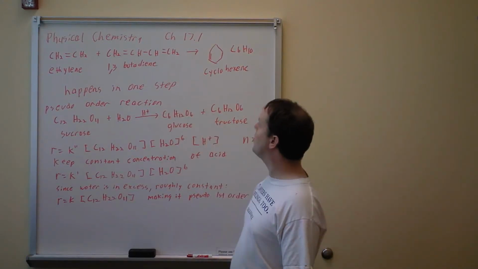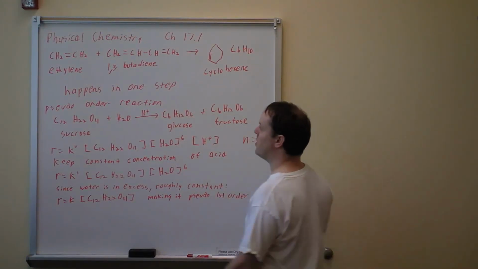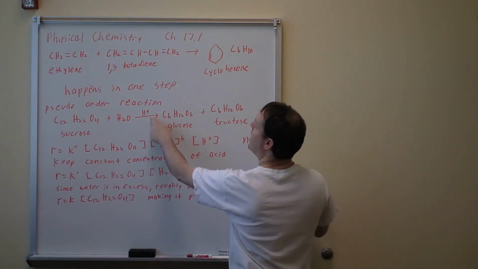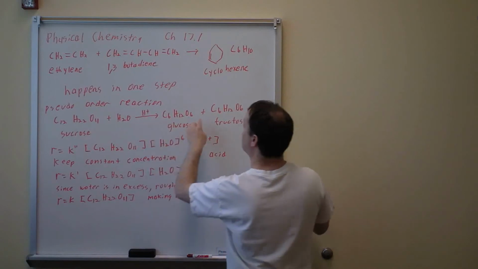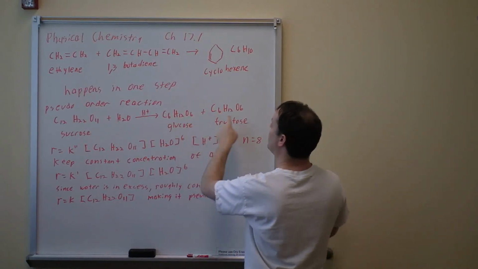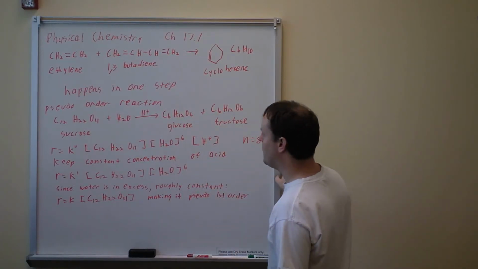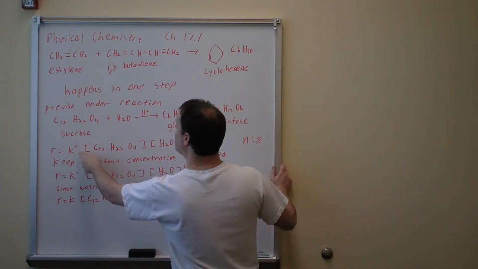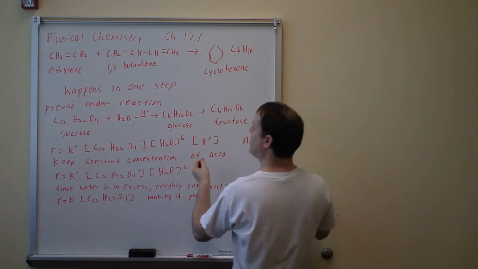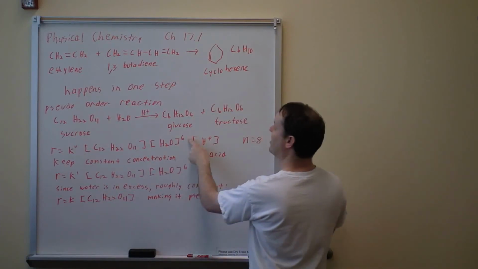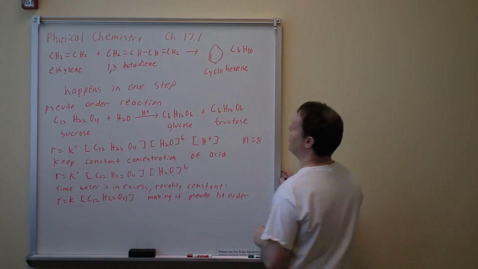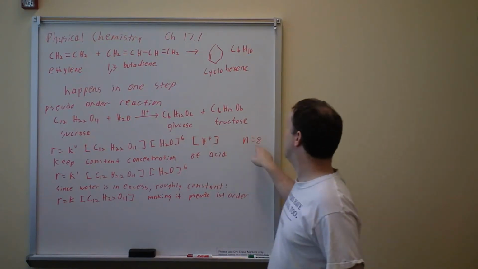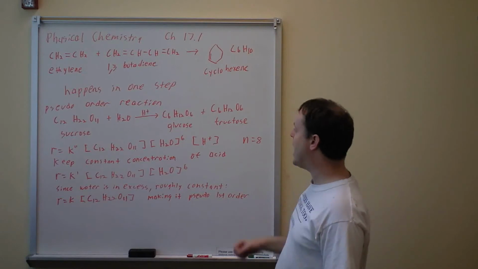Now let's talk about what is a pseudo-order reaction. Here's an example of a reaction. We've got sucrose plus water in an acidic solution, and that'll give you glucose and fructose. So for the whole reaction here, we have R equals K double prime times the concentration of the sucrose times the concentration of water to the 6th power times the concentration of the acid. So that gives us 1 plus 6 plus 1 equals 8. This is an 8th order reaction.